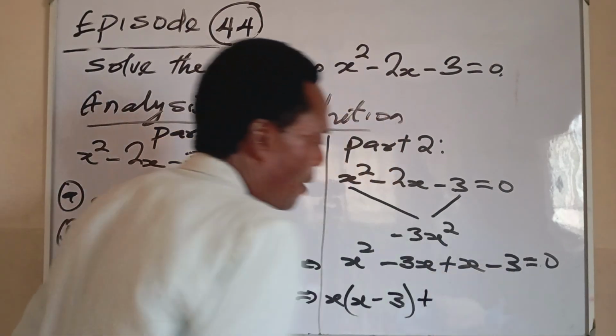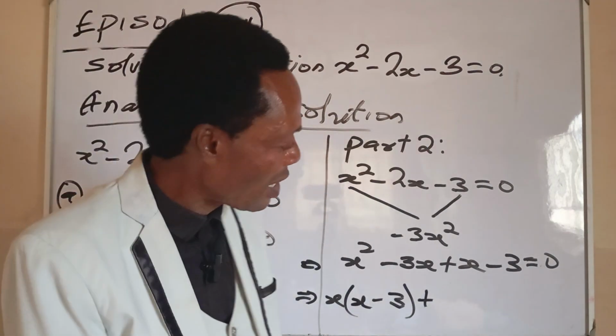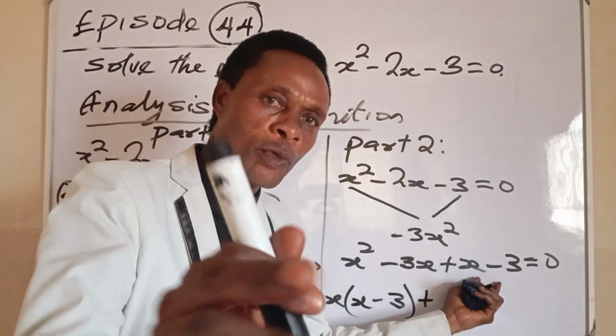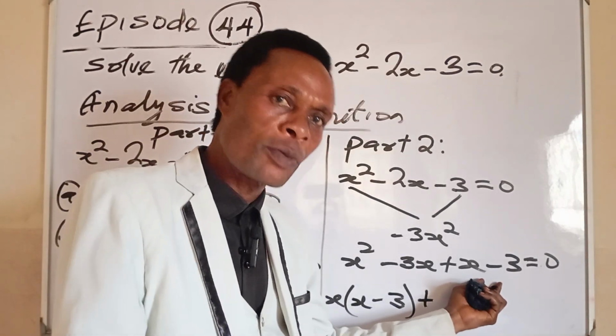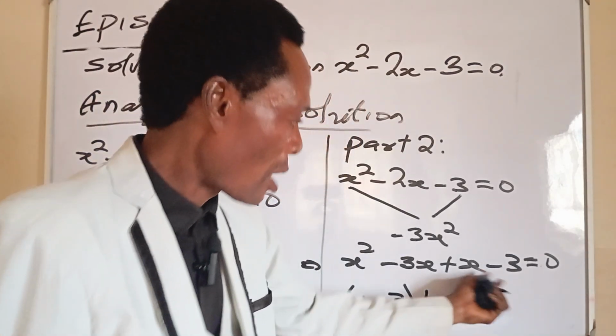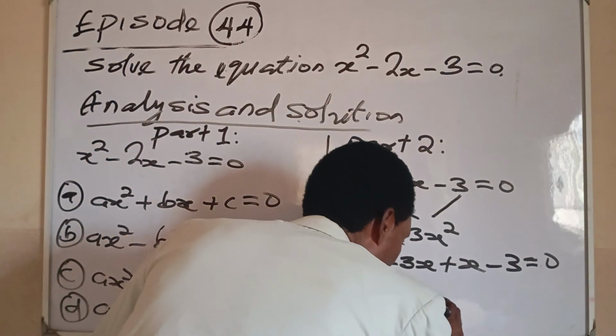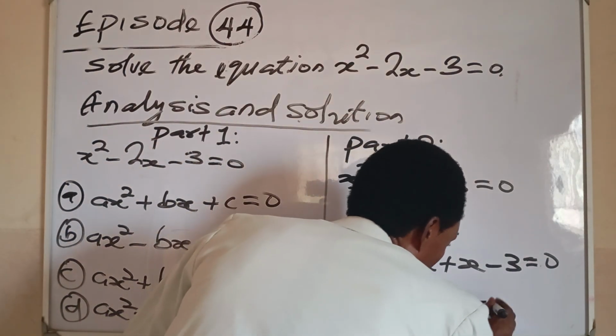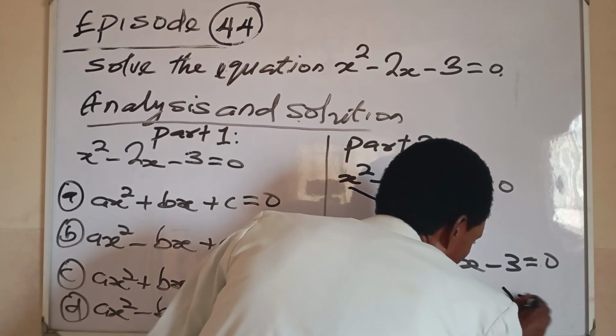This is addition, plus. What is common here? When you look at it, you discover that there is nothing that is common. Since there is nothing common here, you assume 1 to be common. You assume that 1 is common to them. So put 1 here, open bracket, s minus 3 equals 0.